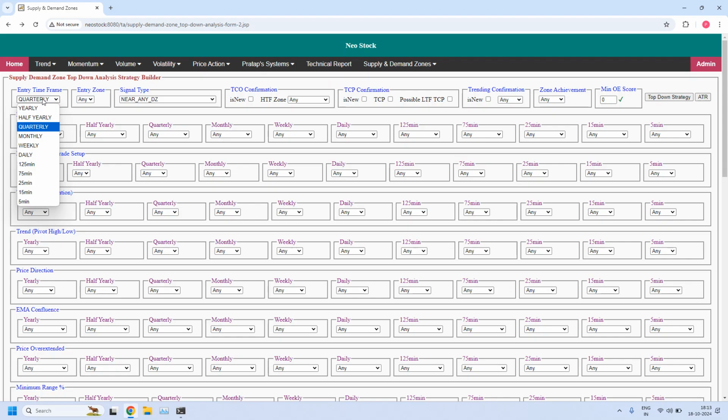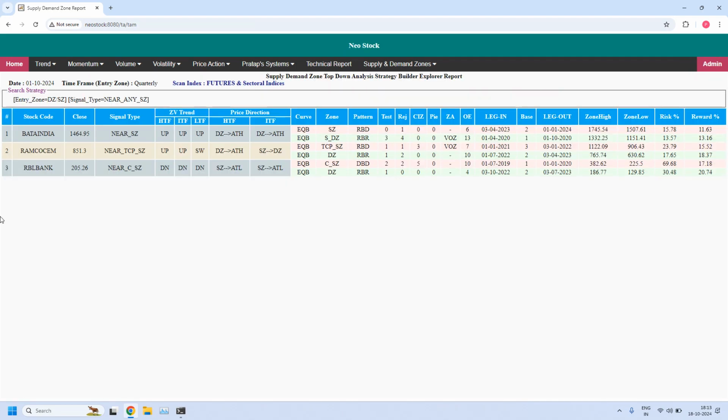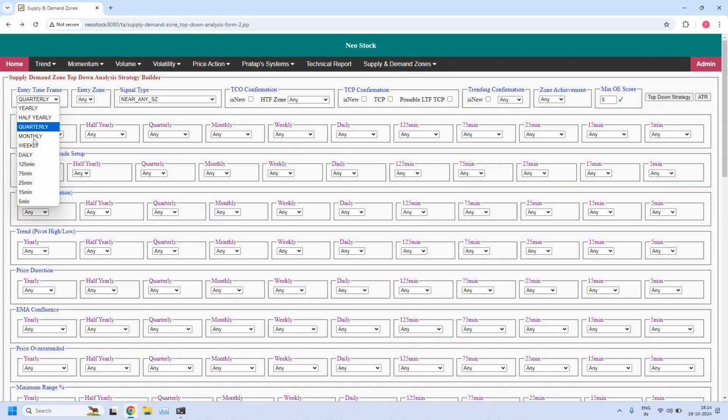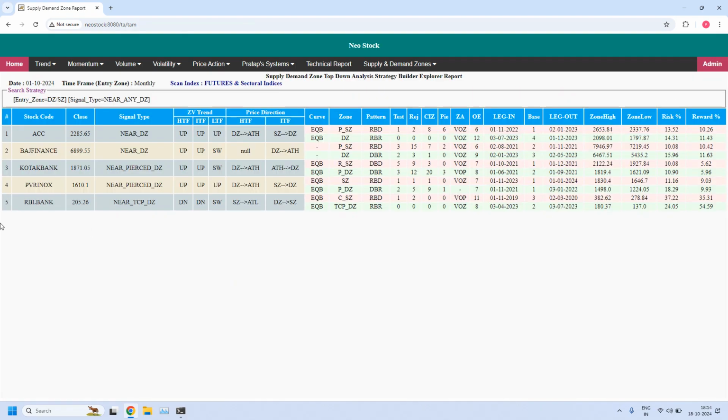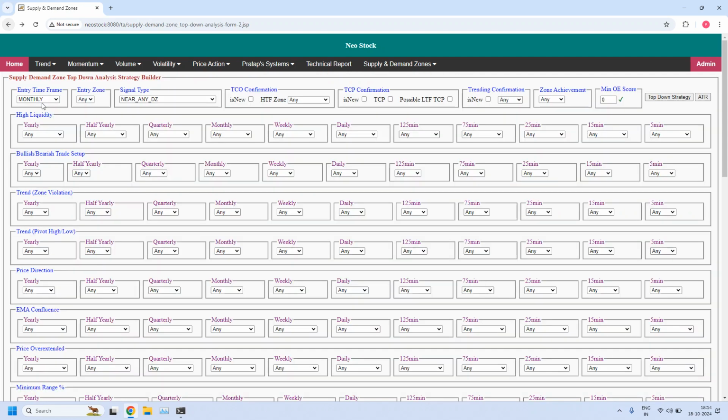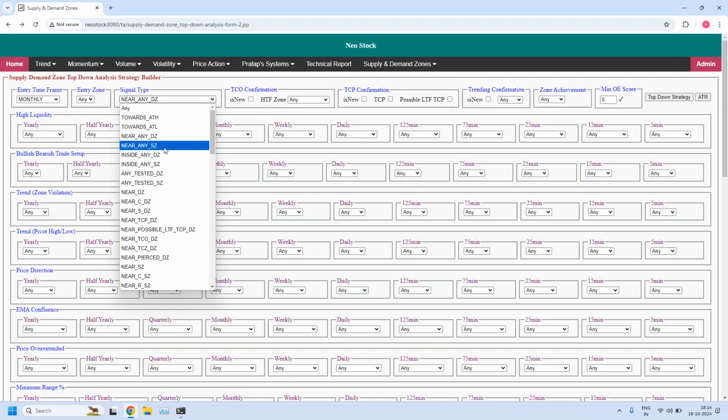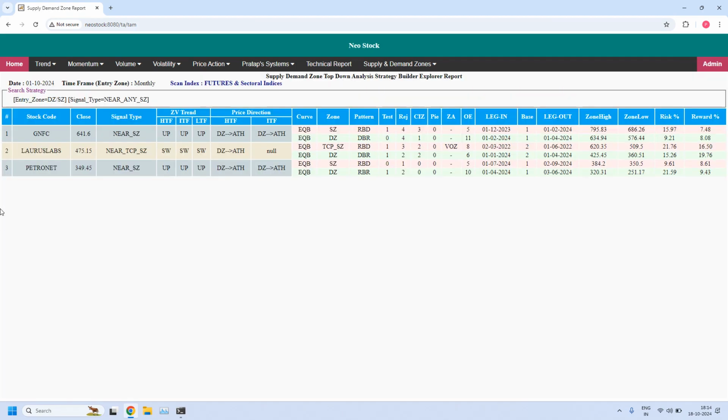Next, for quarterly time frame, let's find the stocks near quarterly supply zone. 3 stocks are filtered. Next time frame is monthly. Let's find the stocks near monthly demand zone. 5 stocks are filtered. Next, for monthly time frame, let's find the stocks near monthly supply zone. 3 stocks are filtered.